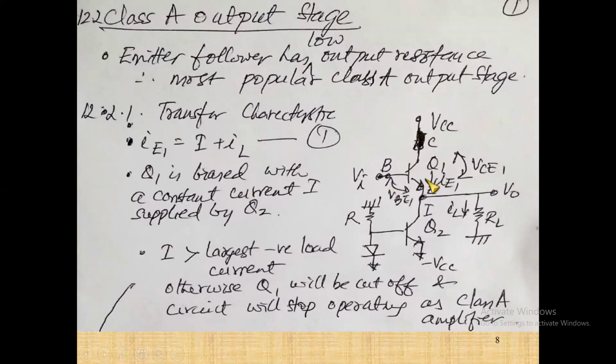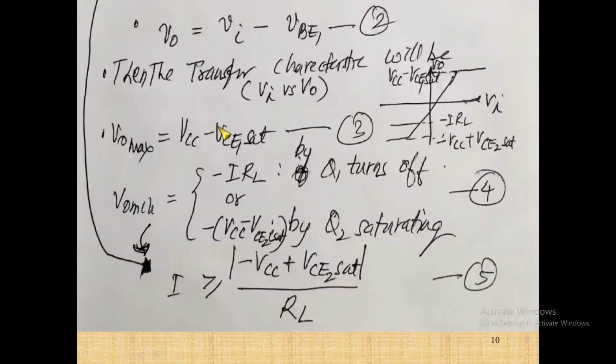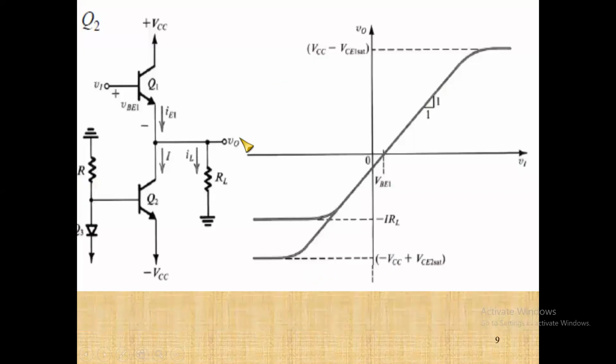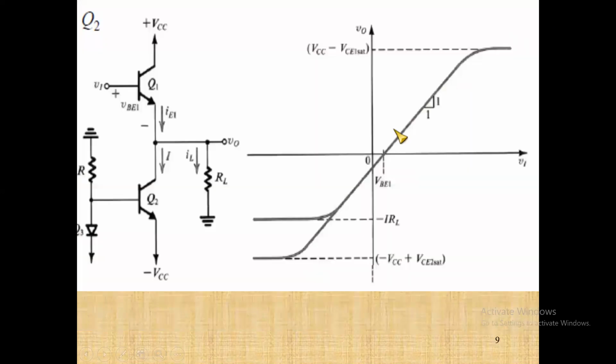Otherwise, Q1 will not conduct. Once it stops conducting, the output stage and the amplifier will stop operating as a class A amplifier. So therefore, I should be larger than the negative load current. V naught, we said, is equal to Vi minus VBE. Then the transfer characteristic will be something like this.